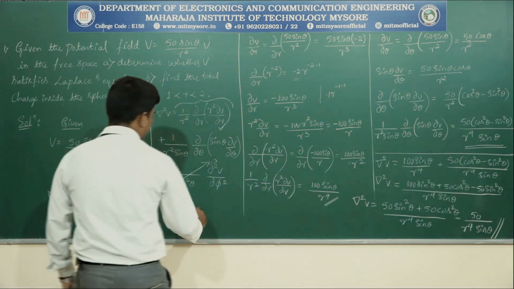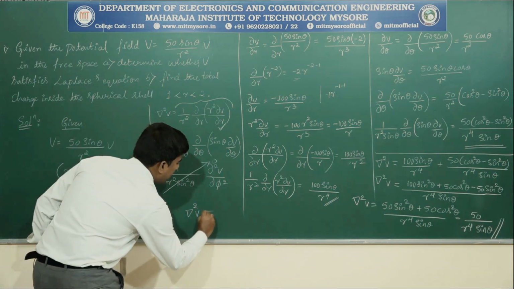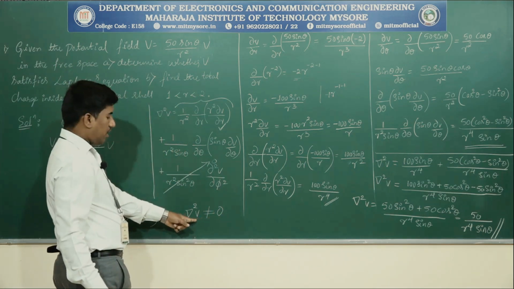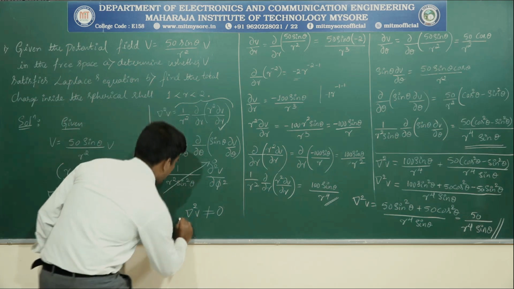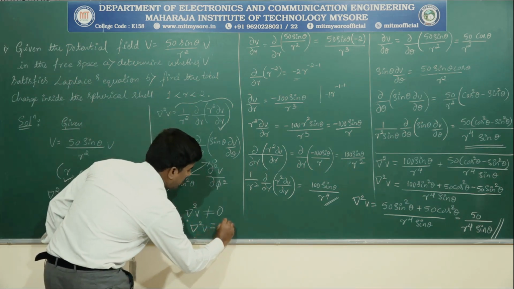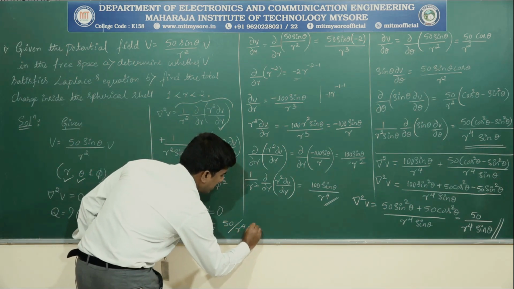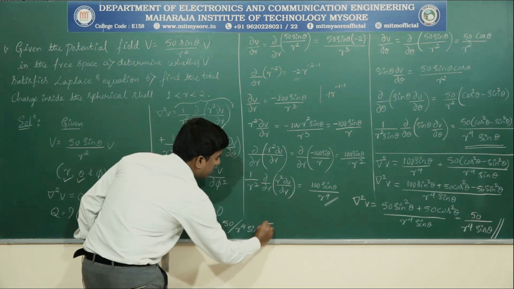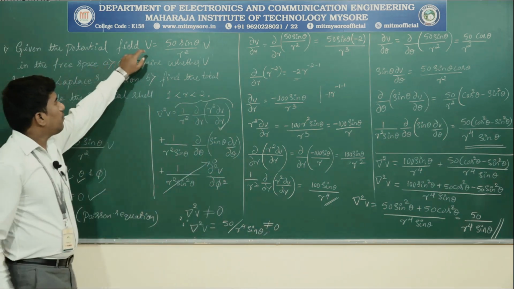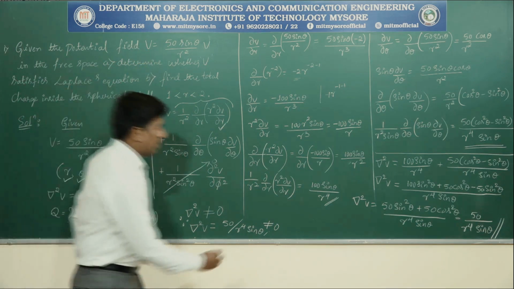Right? Let me write here. Gradient square V cannot be equal to 0 because the gradient square V value is 50 divided by r power 4 sin theta, which is not equal to 0. That means the potential V does not satisfy the Laplace equation.